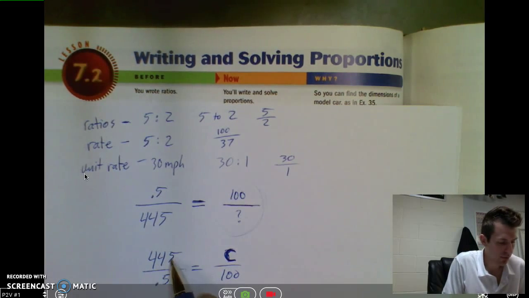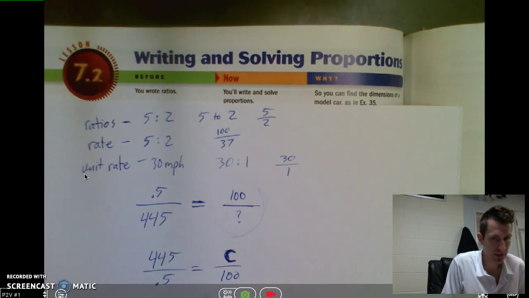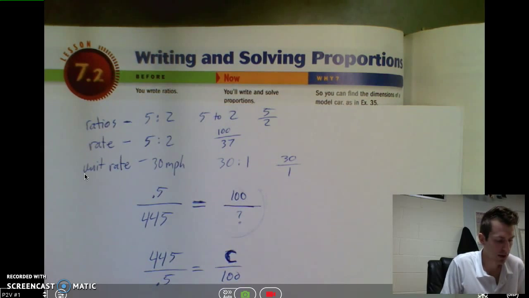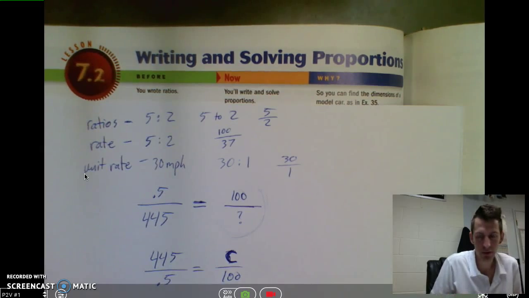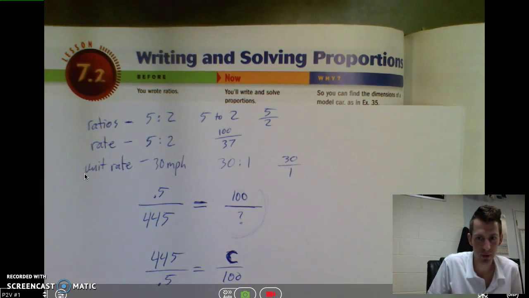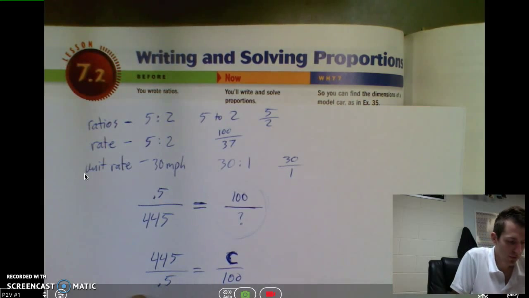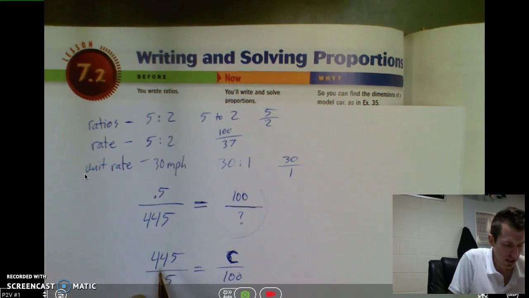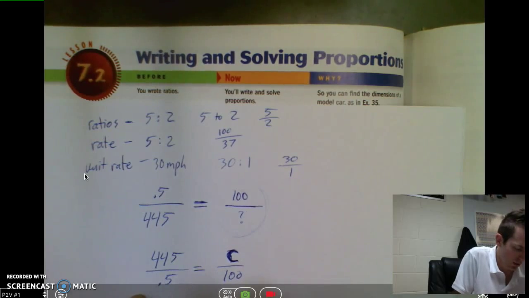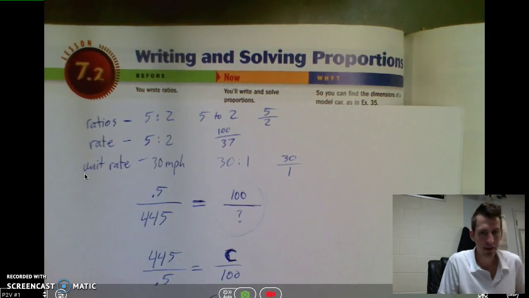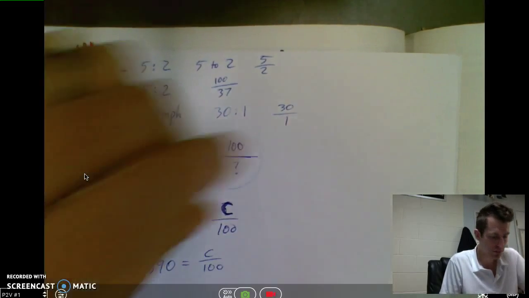By the way, 445 divided by 0.5 is actually 445 divided by 1/2. Dividing by 1/2 is the same as multiplying by the reciprocal, which is 2, so this simplifies to 445 times 2. In your head, 890. Okay, 890 equals that.